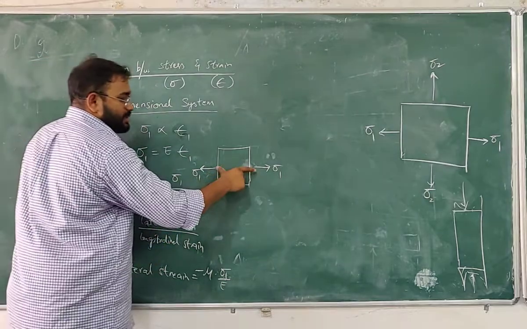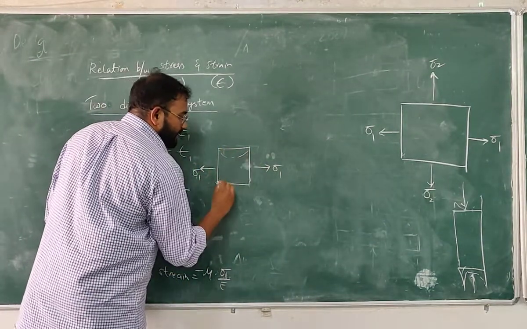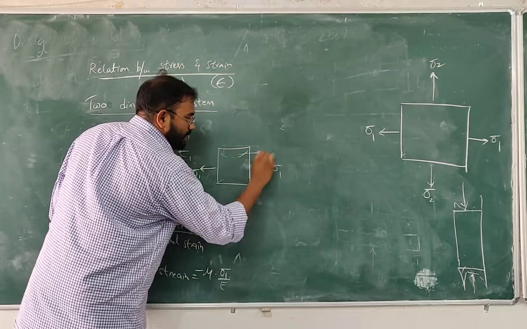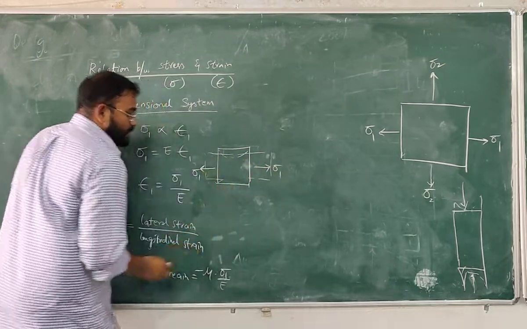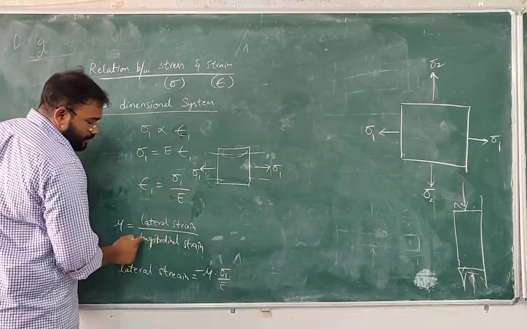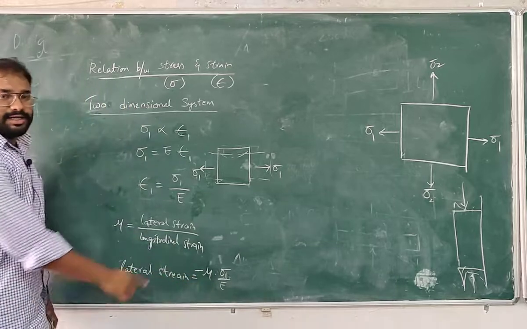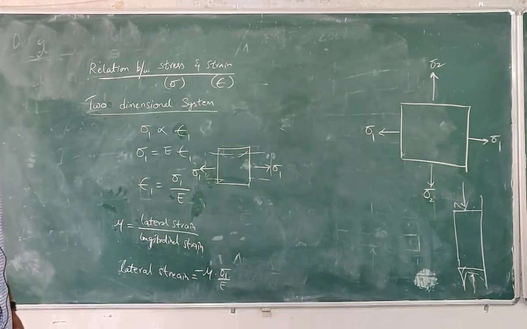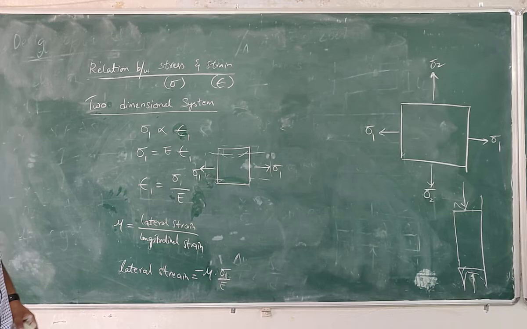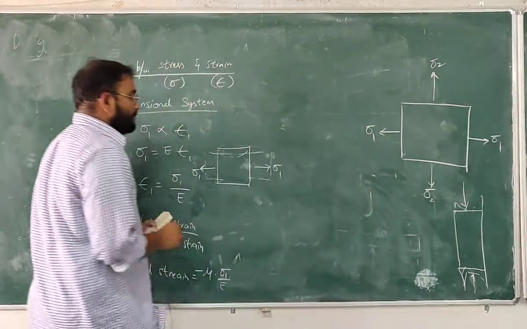When I apply sigma 1, with the elongation, the body is also deforming like this. Okay, with elongation, the body is also deforming. So epsilon 1 is sigma 1 by E, and because we want lateral strain, it is mu times sigma 1 by E. Directly substitute here. Now we'll apply sigma 2 on the same body. Shall I erase this part?